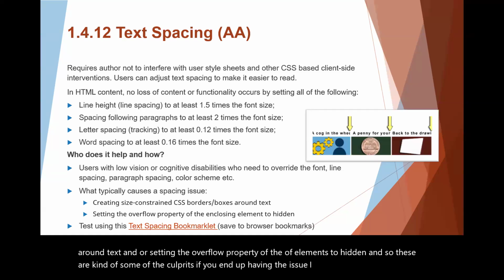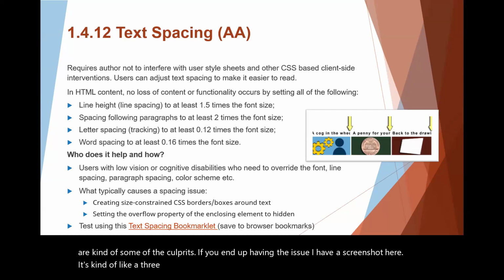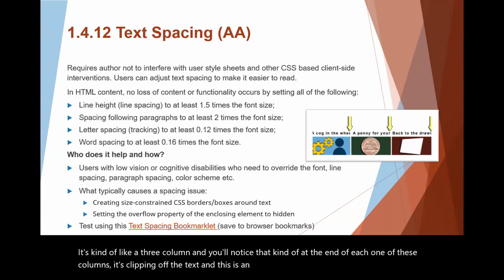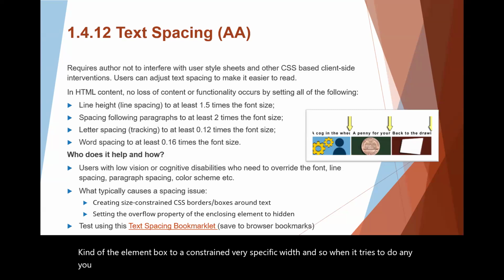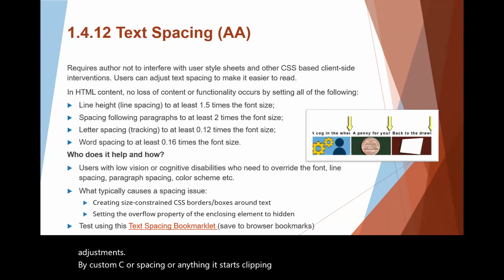I have a screenshot here of a three-column layout, and you'll notice that at the end of each one of these columns, it's clipping off the text. This is an example of where behind the scenes, they set the element box to a constrained, very specific width. And so when it tries to do any adjustments by custom CSS or spacing or anything, it starts clipping it.